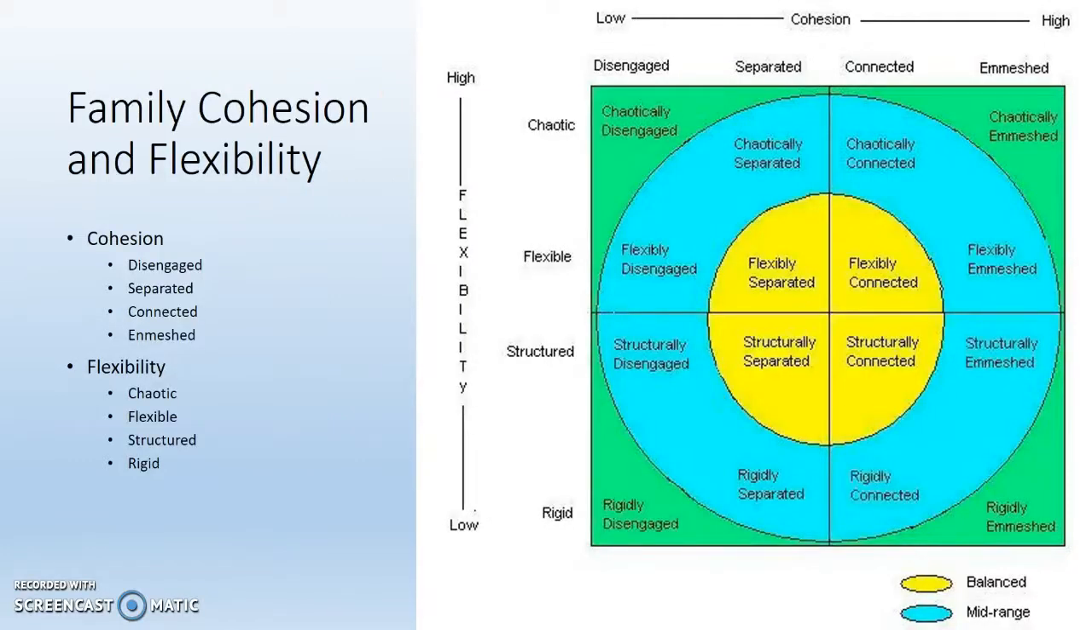The Olson model, shown here in the picture, represents family cohesion and family flexibility in the way that they interact with one another. So there's disengaged, separated, connected, and enmeshed, and chaotic, flexible, structured, and rigid. So each family, depending on the situation, can spend time in each one of these, but they want to maintain their homeostasis in the normality of which one they are typically in.